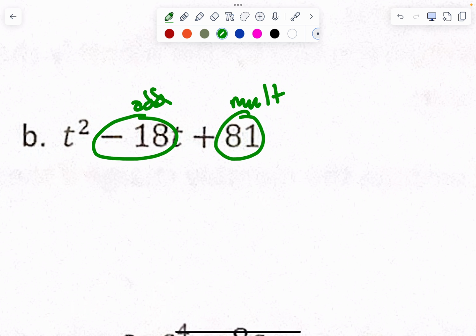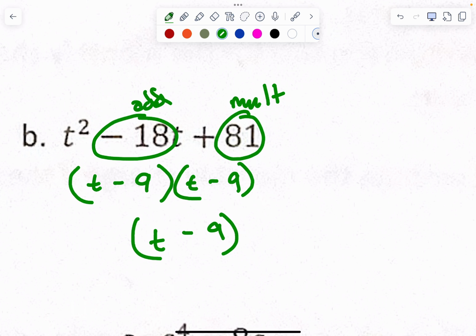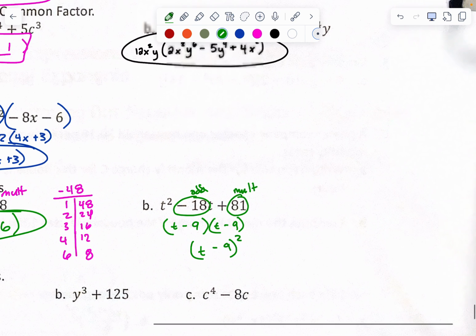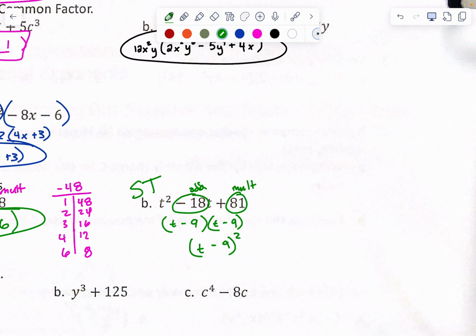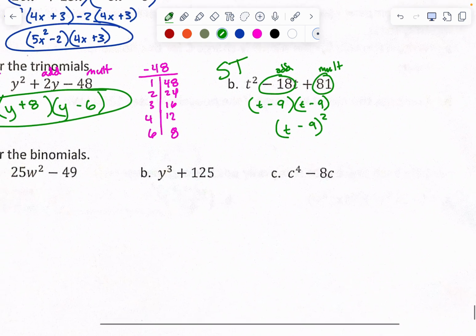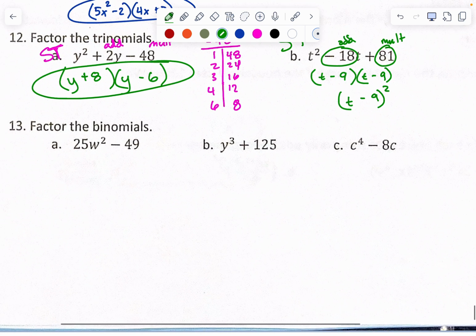Multiply to 81 and add to -18: negative 9 and negative 9. So it's t minus 9, minus, not plus. You can write it as t minus 9 squared. It is not a difference of squares, because it has a middle term. That's another simple trinomial.